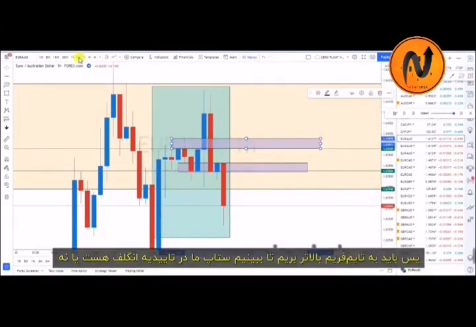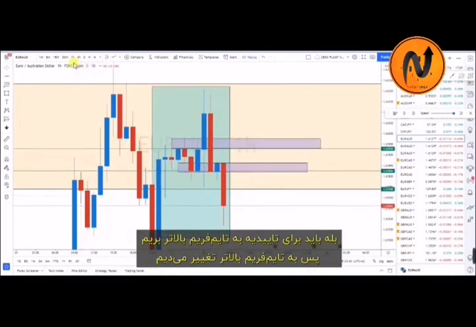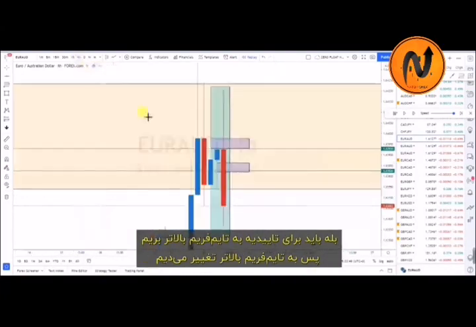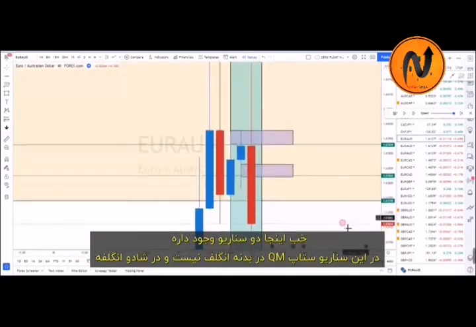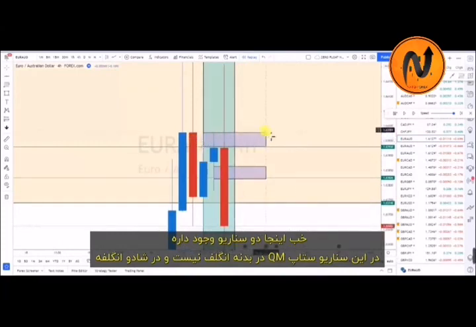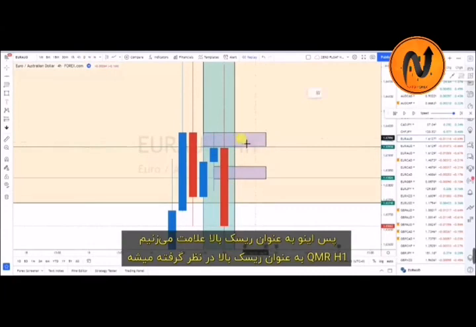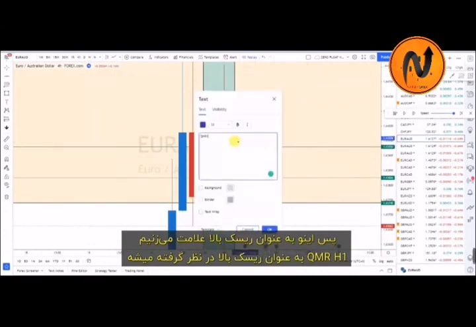So we need to go to the higher time frame to check whether our setup is in the confirmation of the engulf. Yes, we need to have the confirmation at the higher time frame. So we change to the higher time frame. Oh, guys. Okay, so here there are two scenarios now. The QM setup is not in the body of the engulf. It is at the wick of the engulf. So I'm going to mark it as high risk. QMR H1 is high risk.